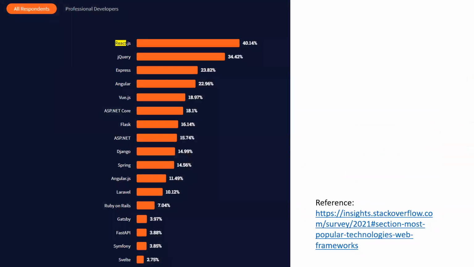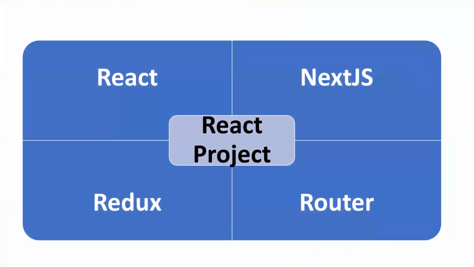This figure is from a survey by Stack Overflow in 2021. React.js surpasses jQuery as the most commonly used web framework. However, React is simply a library or framework for the front-end UI part. It has nothing to do with backend and routing. To develop a React project, we need other tools. There are three tools needed.